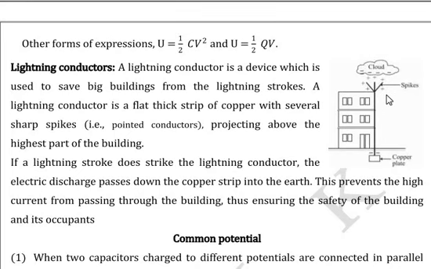Because there is always a danger of the charges which are being released to the earth's atmosphere from the clouds flowing to the earth through these buildings. So to avoid that, these lightning conductors are always erected on the top of buildings.